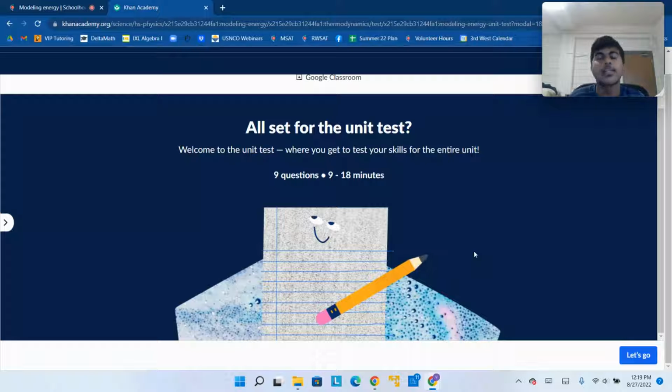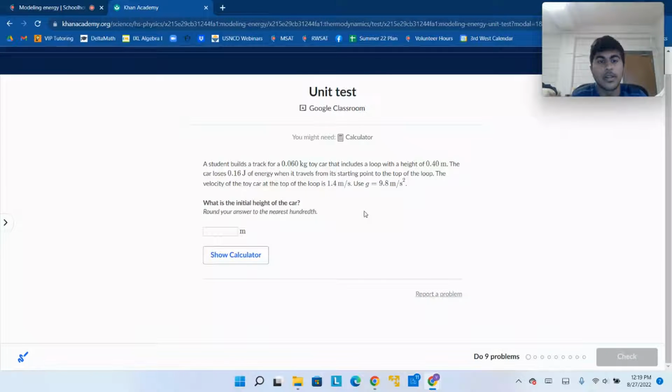And with that, let's get started on our first question. Here we go. A student builds a track for his 0.060 kilogram toy car that includes a loop with a height of 0.4 meters. The car loses 0.16 joules of energy when it travels from its starting point to the top of the loop. The velocity of the toy car at the top of the loop is 1.4 meters per second. Use g equals 9.8 meters per second squared.